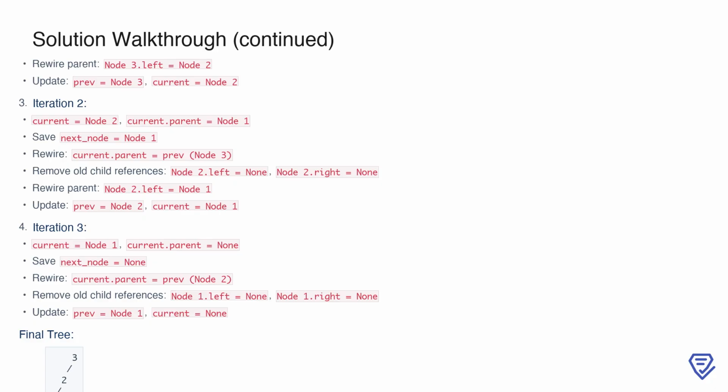In the second iteration, current is now node 2, which has a parent, node 1. We save this parent as next_node and break its parent connection by setting node 2.parent to previous, which is now node 3. Node 2's old child references are cleared by setting node 2.left and node 2.right to none. Finally, we rewire node 2 to point to its parent, node 1, by assigning node 2.left to next_node. Once again, we update previous to node 2 and move current to node 1.